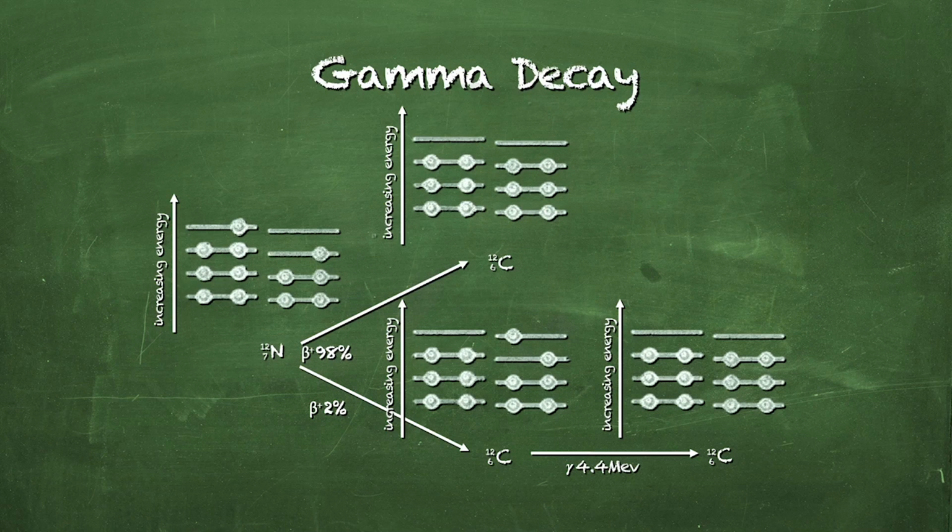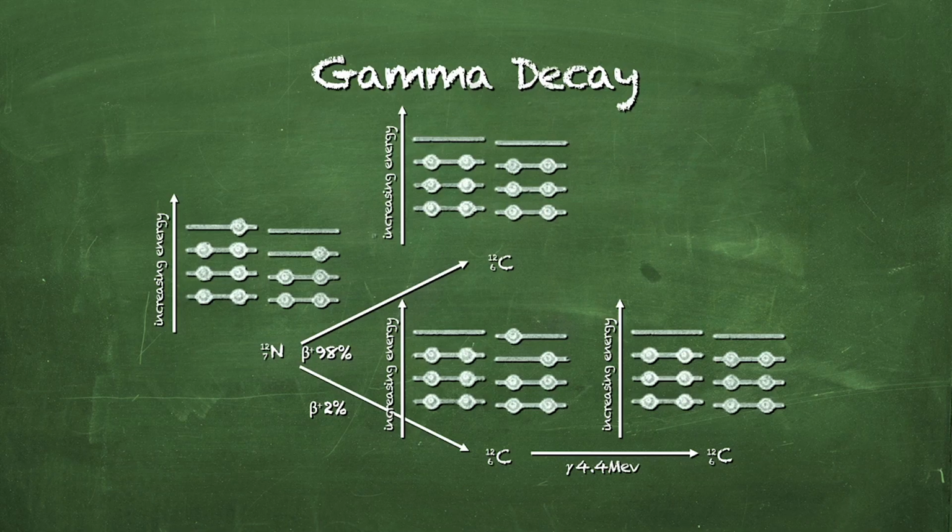And when the neutron falls into the lower energy state, it releases a gamma ray, specifically a 4.4 mega electron volt gamma ray. So the carbon-12 in its excited state becomes carbon-12 in its ground state. So that is what happens when gamma decay occurs. It is a transition from an excited nuclear state to a lower nuclear energy state.